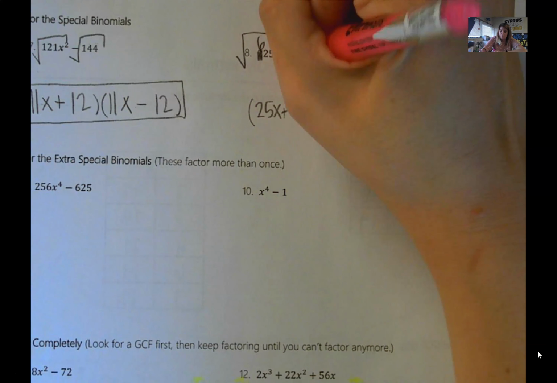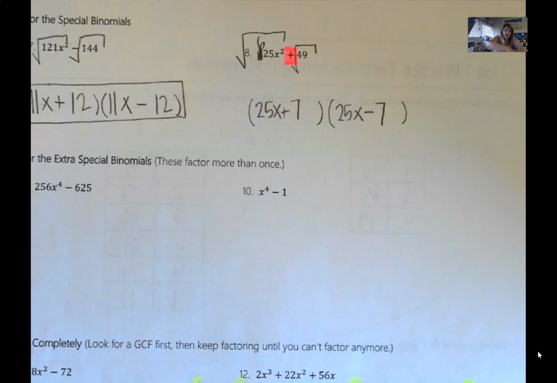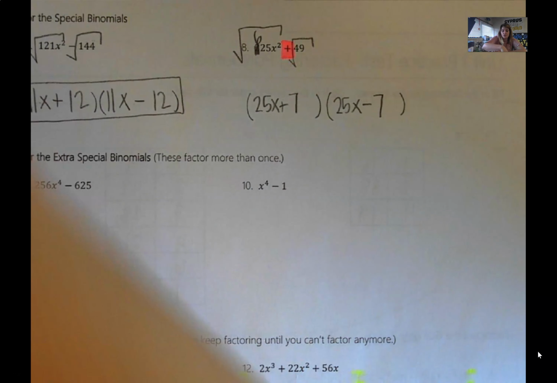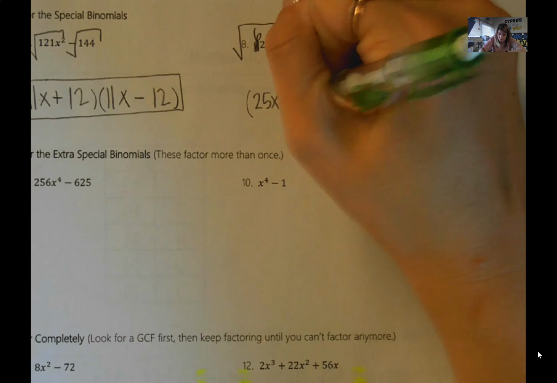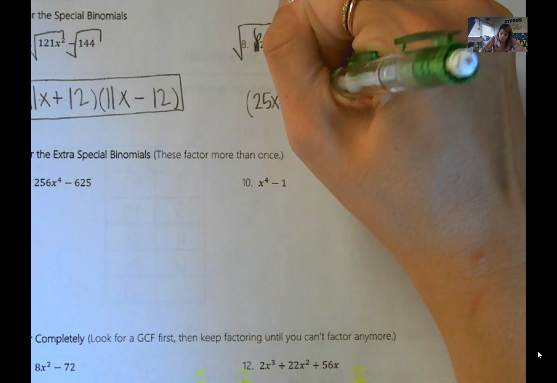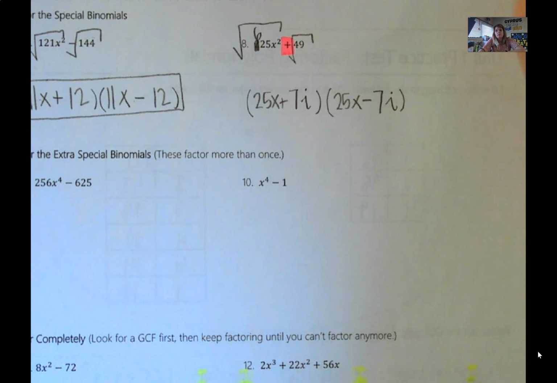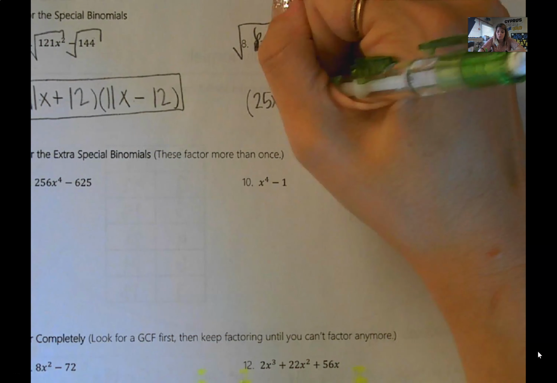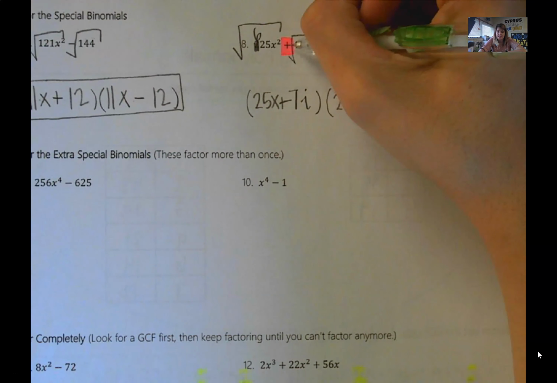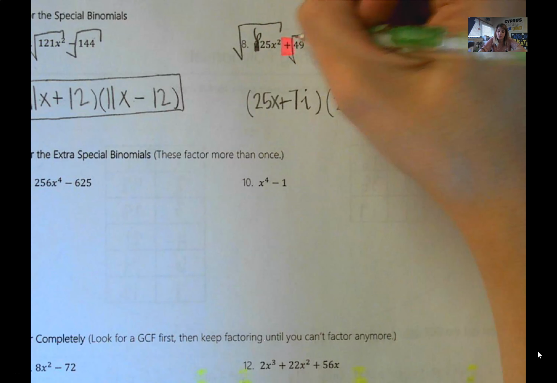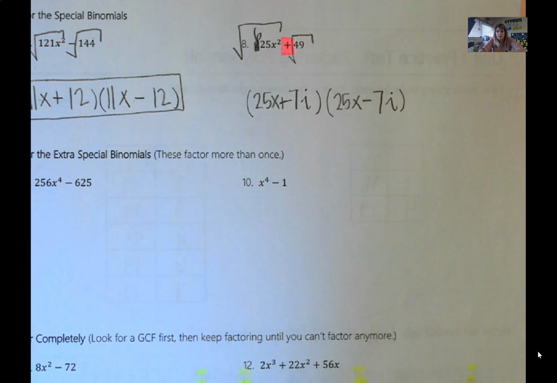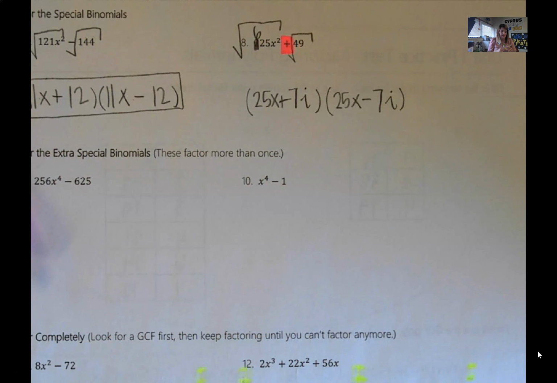And remember, when there's a plus sign, you have to add on those imaginary numbers. You have to put an imaginary number on the end. Otherwise, if you multiply it back out, it doesn't equal 625x squared plus 49. Okay, 9 and 10.